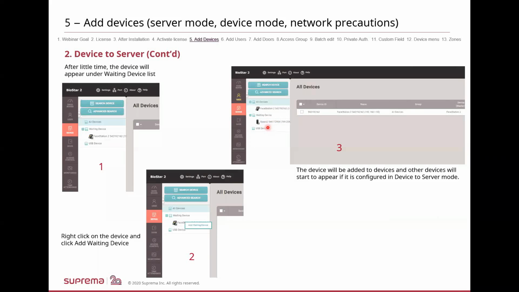So every device you set to device to server, you put the server IP into the device. Those devices are going to swim through the network until they reach the server. And once it's reached the server, it is going to appear under the waiting list. So this is how to add the devices to BioStar 2 in the second option of device to server.